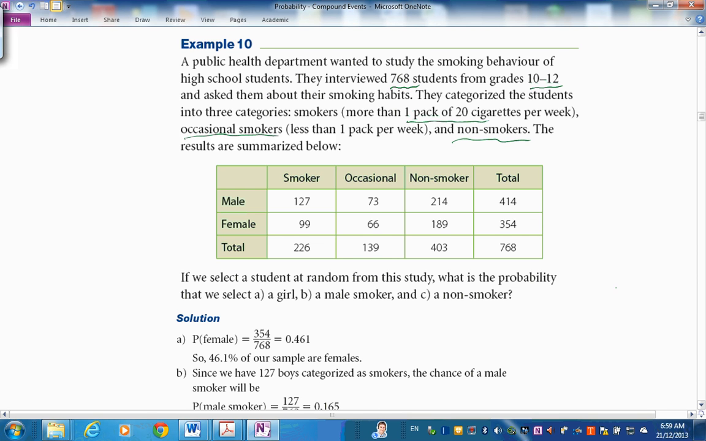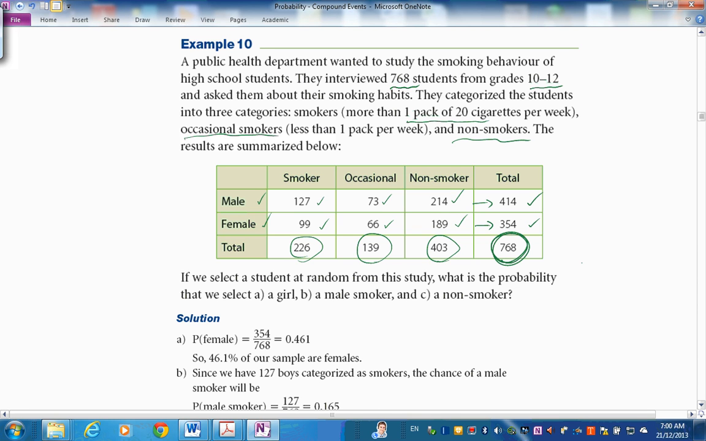And here's the results. So, in male and female. So smokers, 127 male, 99 female, total 226. Occasional, 73 male, 66 female, total 139. Non-smoker, 214, 189, total 403. So overall there's 414 males, adding up this line, and 354 females, so the total of all the students was that.